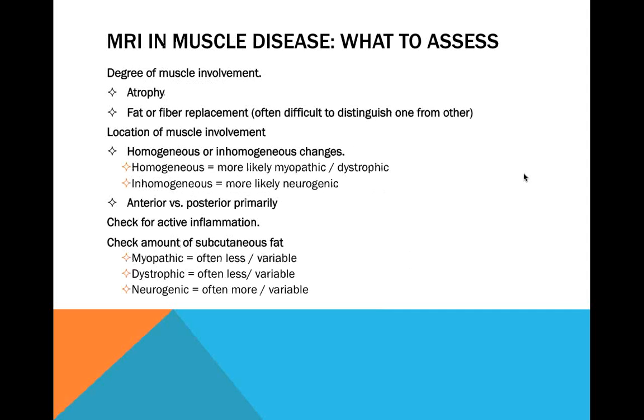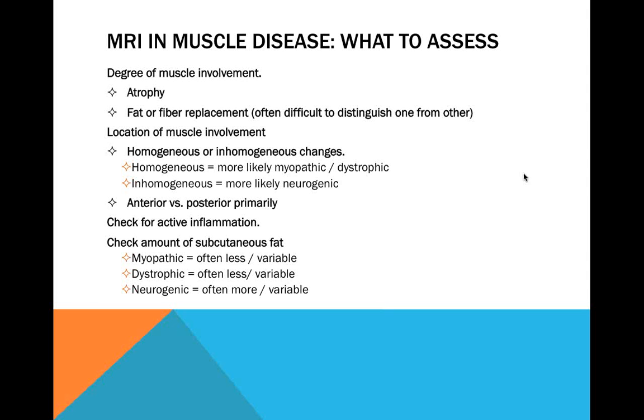So when you're looking at an MRI in muscle disease, what do you assess? So one thing you start off with is the degree of muscle involvement. Is there atrophy there? Is there fat or fiber replacement? Fat or fiber replacement is often difficult to distinguish from each other on MRI. One thing that is different between fat and fibrous tissue is that fat tends to be softer, fibrous tissues tend to be stiffer. So that's where the MR elastography could be helpful.